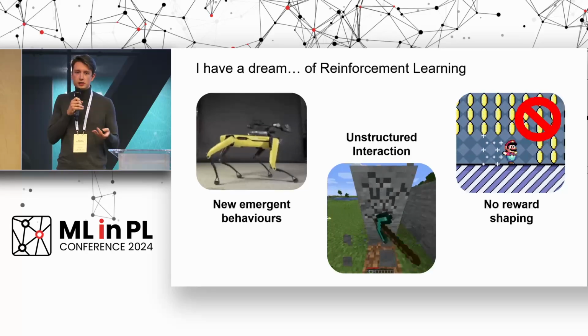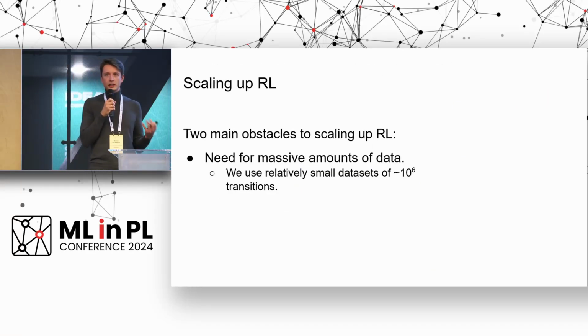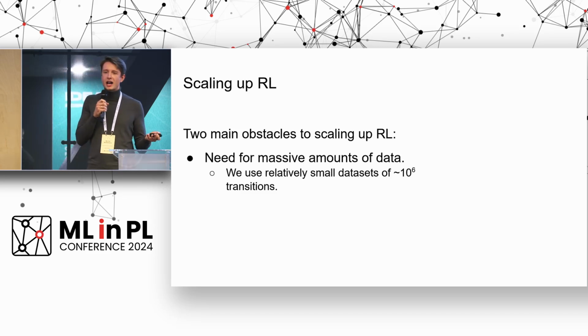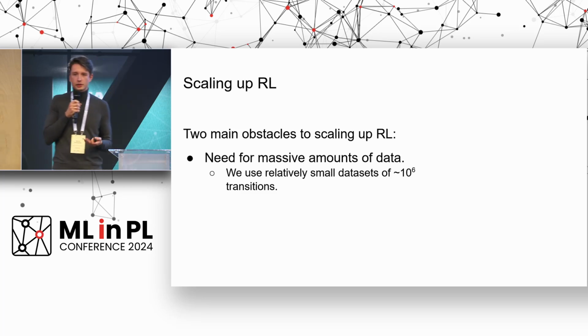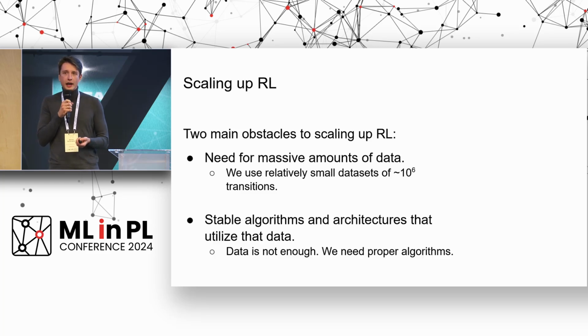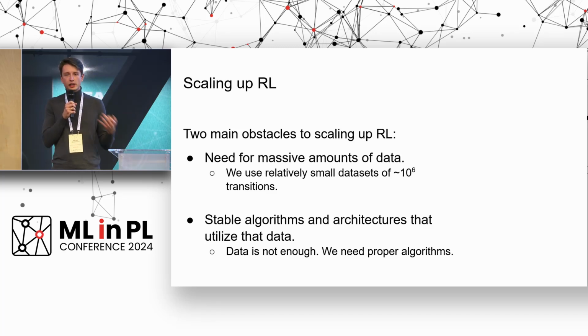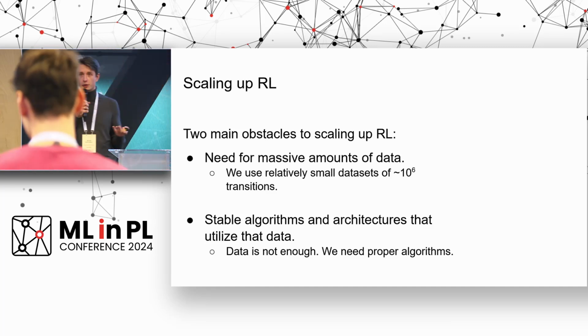But even though this vision is quite feasible, we still have two obstacles to bypass. The first obstacle is that we need massive amounts of data. Currently, we are using relatively small data sets. They are on the order of maybe 1 million transitions for very popular benchmarks like the DeepMind control suite. But what will happen if we scale those millions of transitions to billions of transitions? Will we observe some emergent behaviors as we observe in natural language processing? And the second obstacle is that we need algorithms and architectures that can really utilize this data. Because data alone is not enough, so we need expressive architectures.